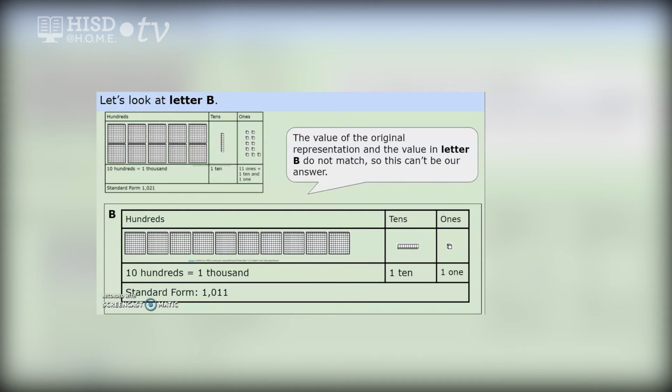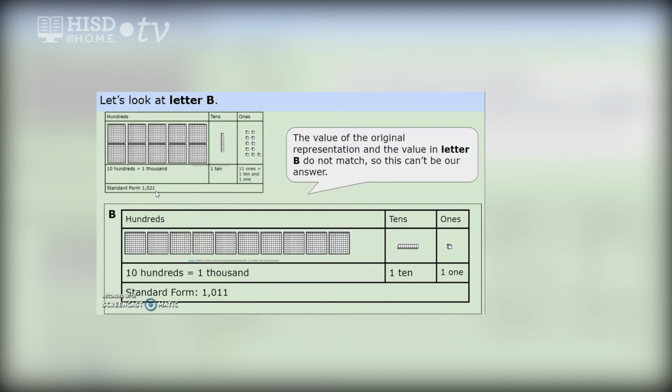Now, let's look at letter B. Let's count our flats. 100, 200, 300, 400, 500, 600, 700, 800, 900. Wow, 1,000. So 10 hundreds equal 1,000. Let's look at our tens. We have 1 ten, which is equal to 10. We have our ones place. We only have 1 small cube. That is 1. So our number is 1,011.